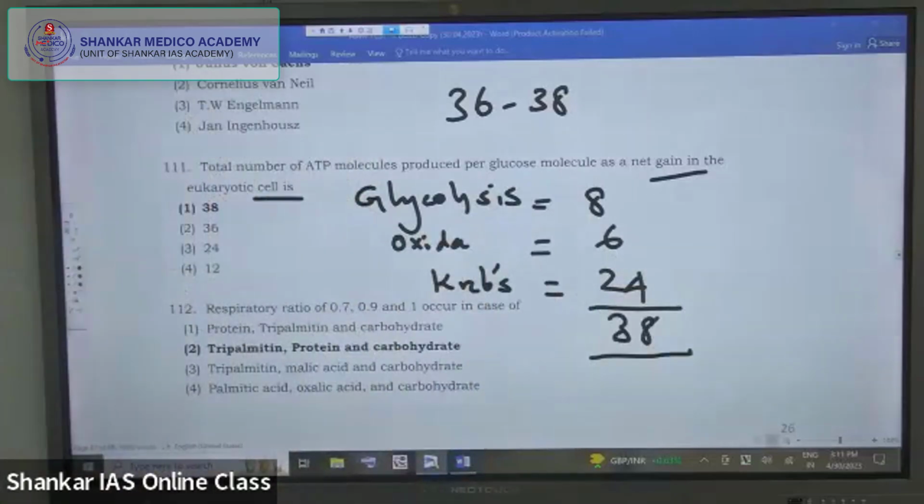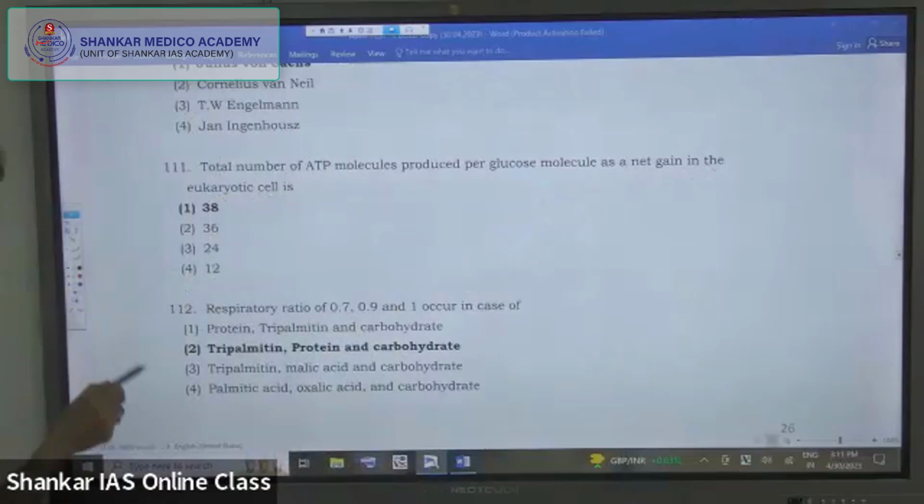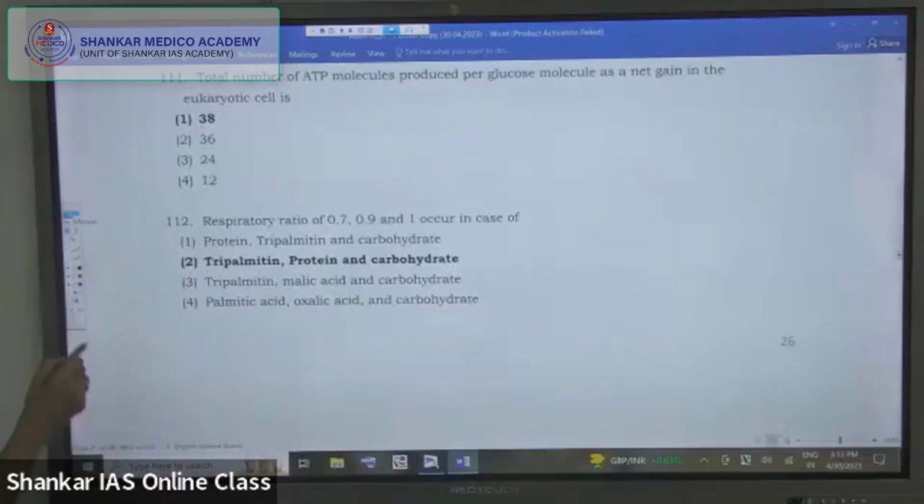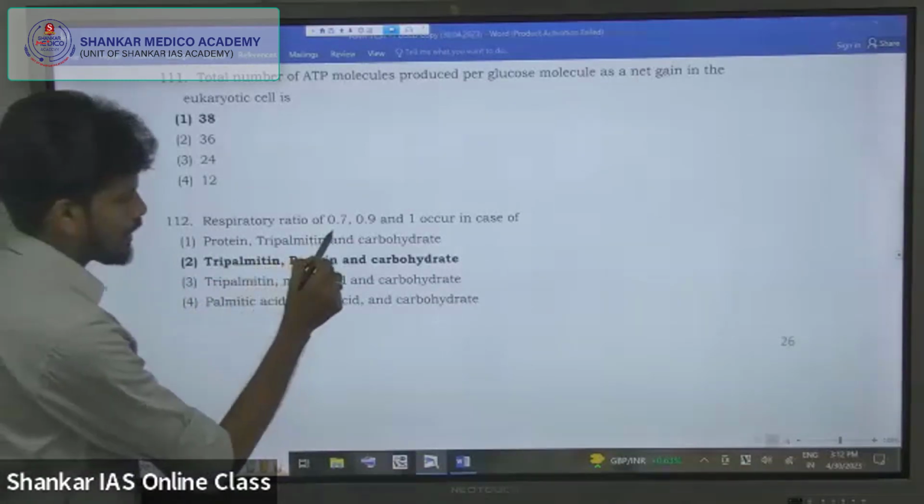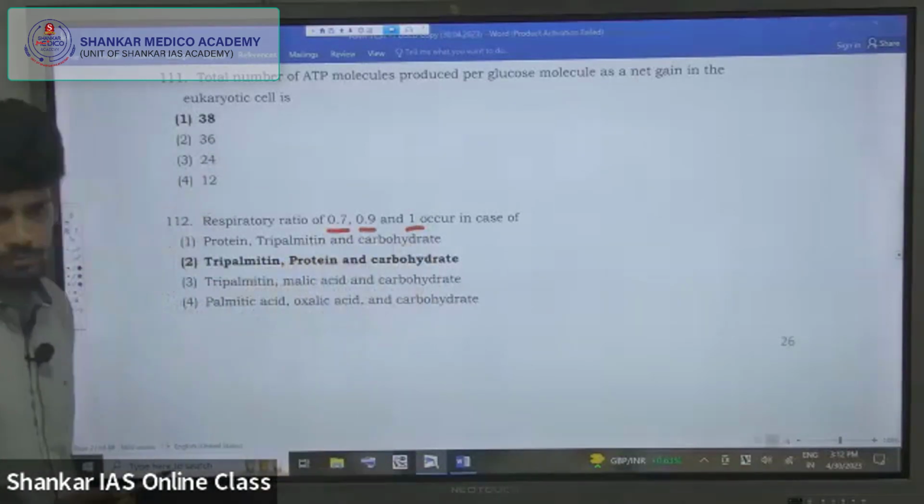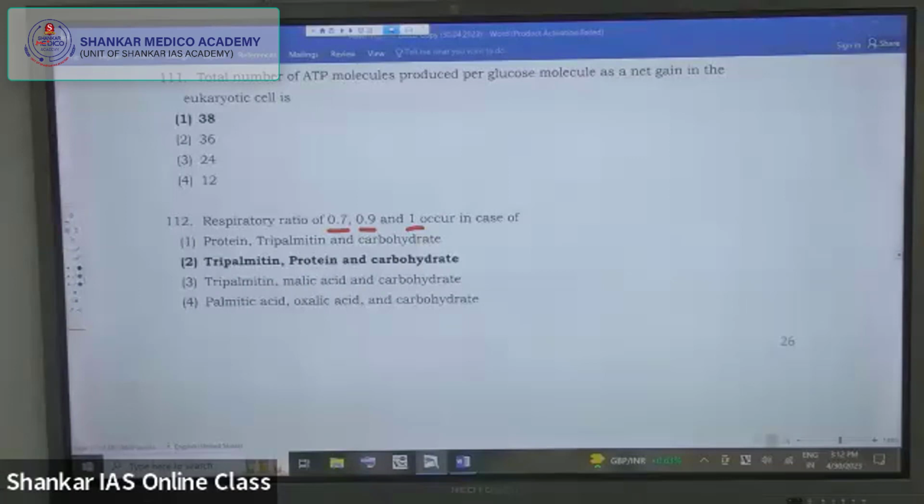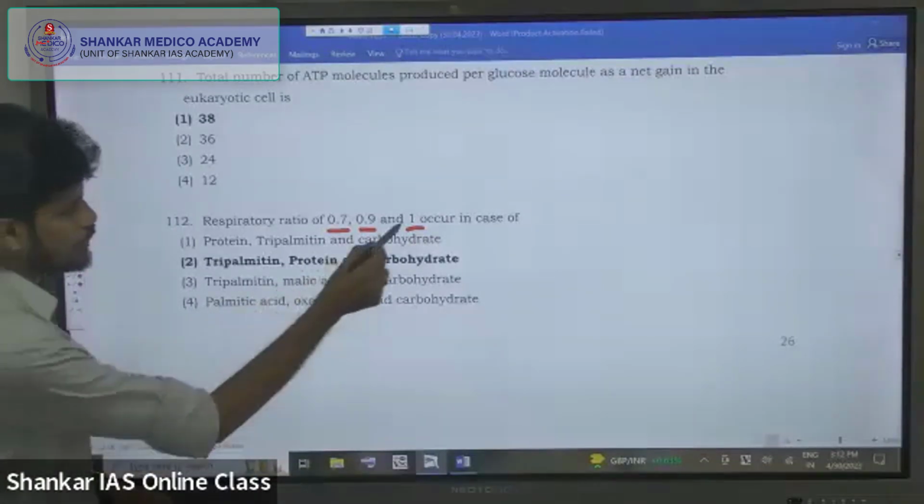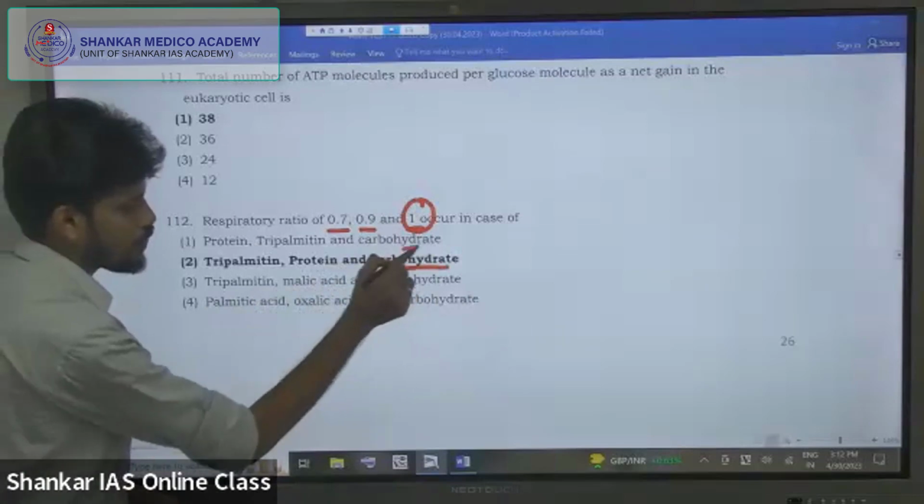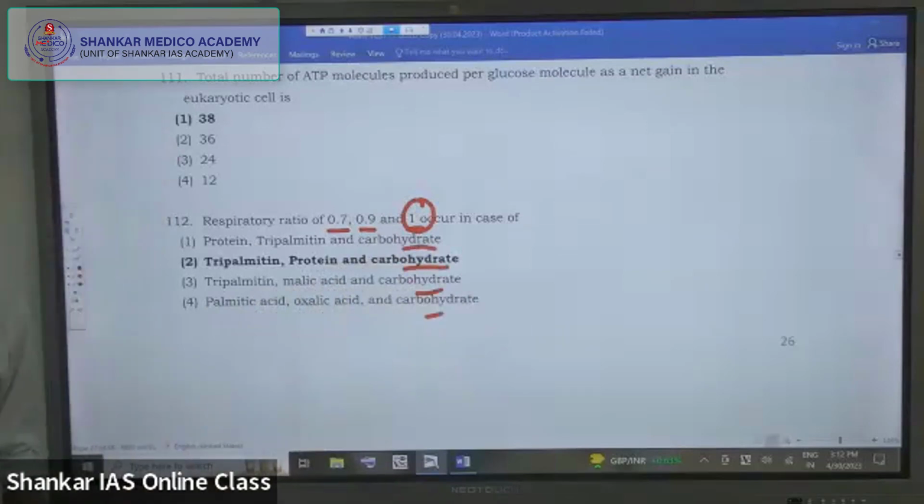Okay, 8, 6, 24, the 38 molecules. Then the respiratory ratio of 0.7, 0.9 and 1. This respiratory quotient is the volume of CO2 evolved over the volume of oxygen consumed. Here, 1 will be the carbohydrate. So in all 4 options, the carbohydrate is 1, so you can't eliminate.